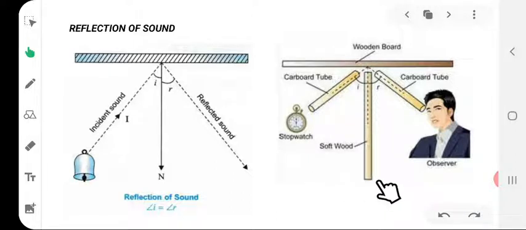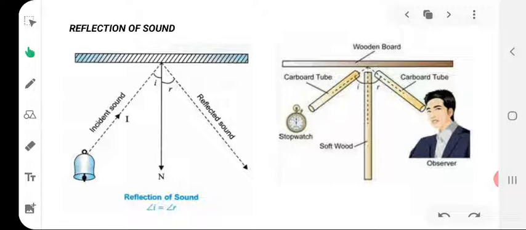The reflection of sound from a hard surface can be observed by performing a simple experiment using a setup as you can see in this picture. For this, we require some cardboard pipes of same length and diameter, a source of sound which might be a stopwatch, and a wooden board that will act as a reflector.